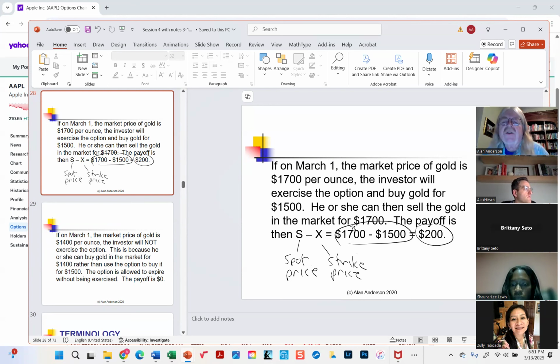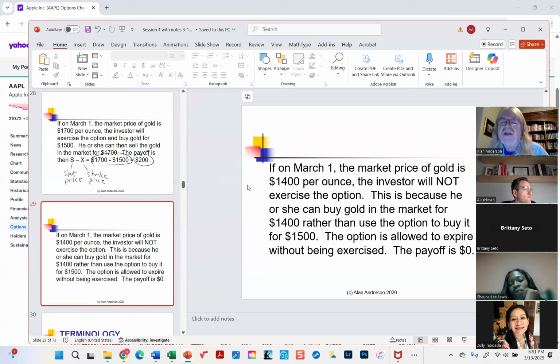Now, on the other hand, what if the price had gone down? On March the 1st, instead, the market price has dropped to $1,400 an ounce. Nobody in their right mind is going to exercise their option to buy it for $1,500 when it's only worth $1,400 in the marketplace. So therefore, we simply allow it to expire. We do not exercise the option. That does mean, though, that we get a payoff of 0.